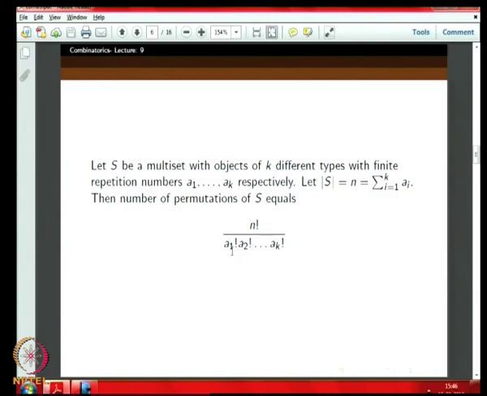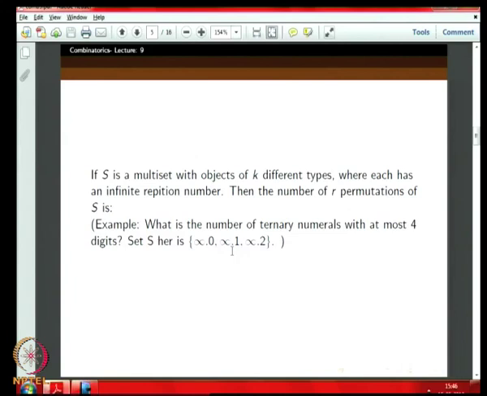Before we end, because anyway the time is almost over, I'll just mention one more thing here. To summarize, we were considering multisets, and then we were considering the permutations of that. We started with this question: suppose S is a multiset. There are certain k different types there, but each type can be finite or infinite. Now, how many R permutations, ordered lists of length R, can be made from this multiset S? This was the question, right?